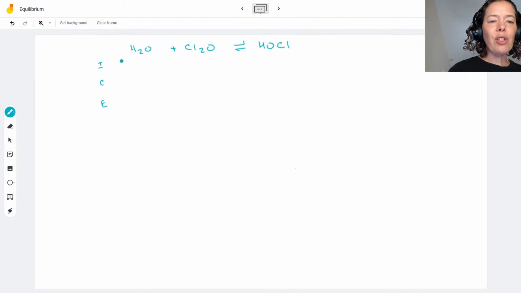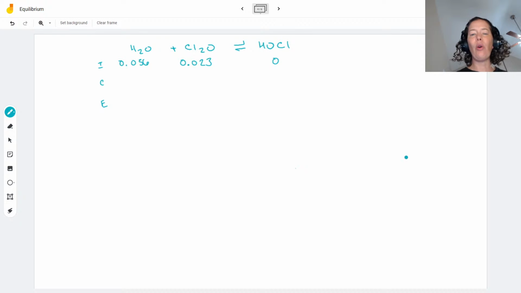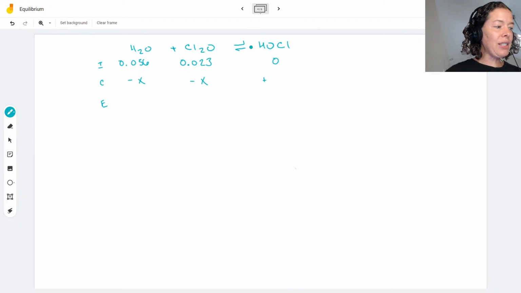So our initial concentration of water was 0.056. Our initial concentration of Cl2O was 0.023, and we have no HOCl. If we are going to shift to the right, that means we're going to end up with less water and less Cl2O, so these are going to be negative signs. I'm going to have negative x and negative x, and shifting right means we are adding to our products. So this is a positive, oh sorry, I didn't balance this equation. This is a positive 2x.